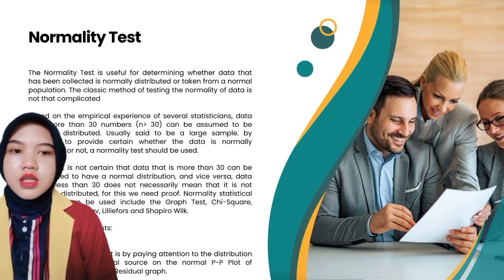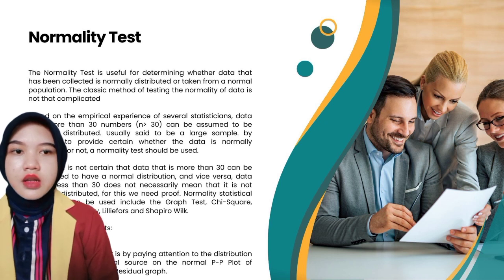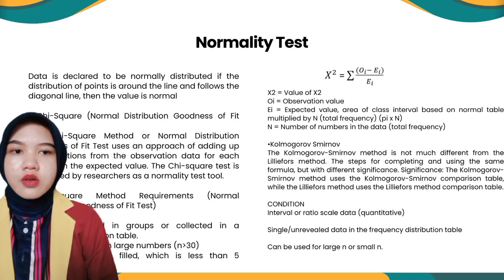Normality statistical tests that can be used include the graph test, chi-square, Kolmogorov-Smirnov, Lilliefors, and Shapiro-Wilk types of normality tests. Graph test. The graphic method test is by paying attention to the distribution of data and the diagonal line of the normal P-P plot of regression standardized residual. The graph data is declared to be normally distributed if the distribution of points is around the line and follows the diagonal line, then the value is normal.